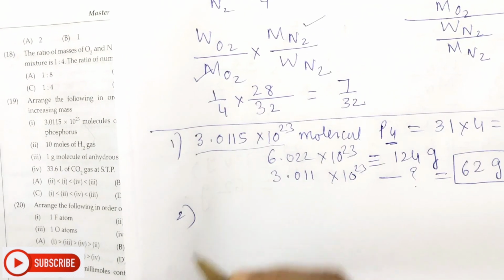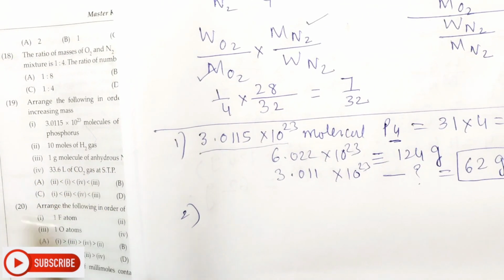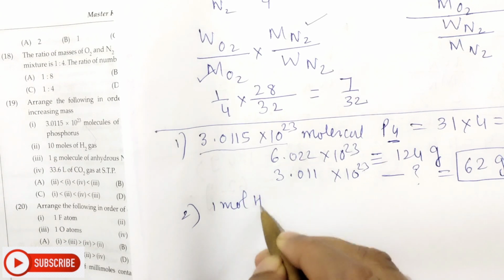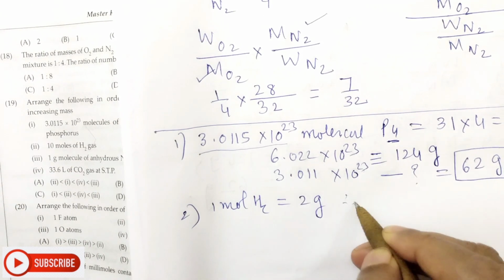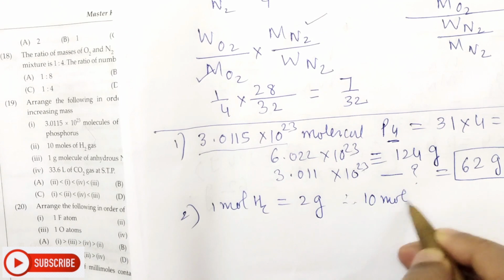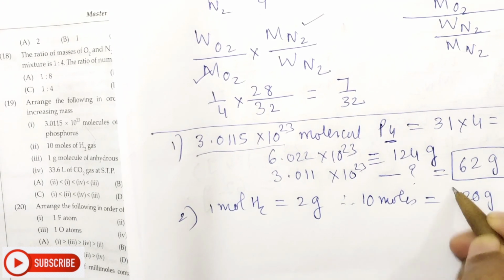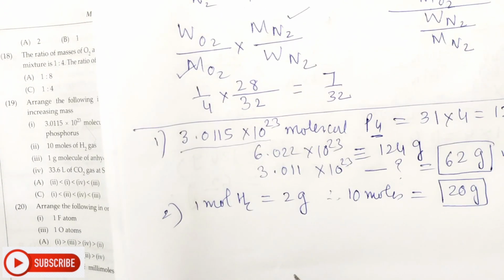Come to the second option. They have given 10 moles of hydrogen. 1 mole of hydrogen means how many gram? 2 gram. Therefore for 10 moles it will be how much, students? It will be 20 gram. I got the second option also converted to mass.